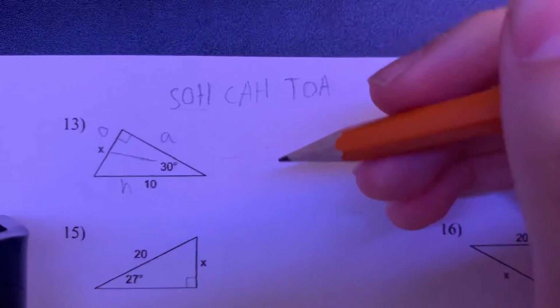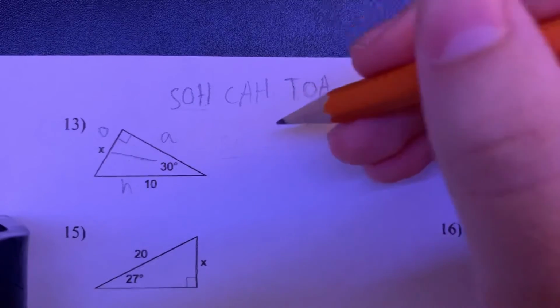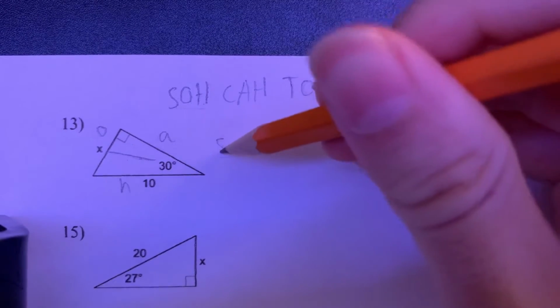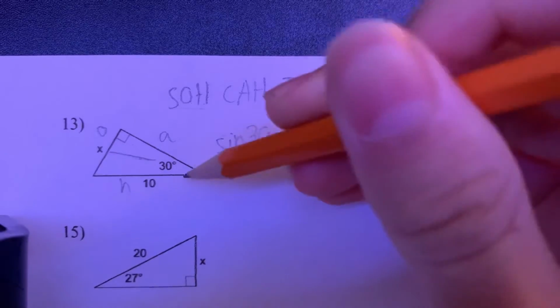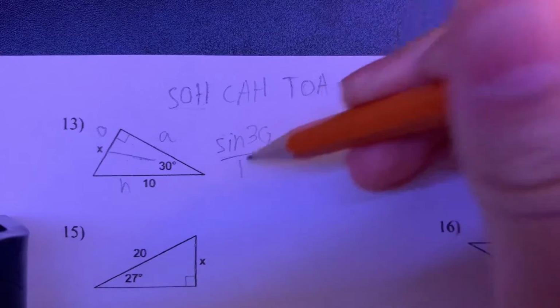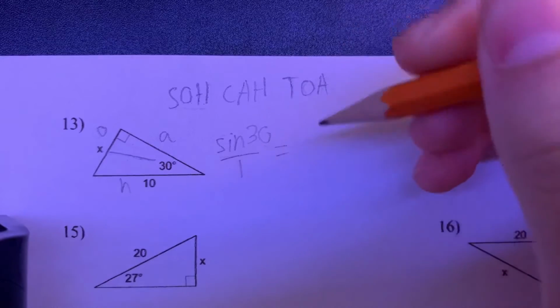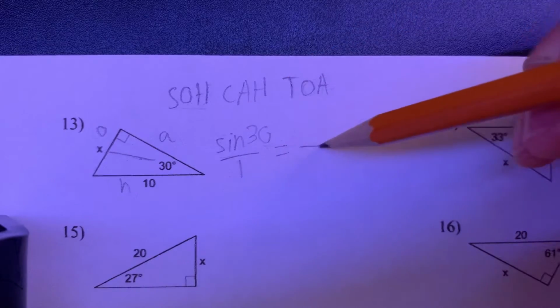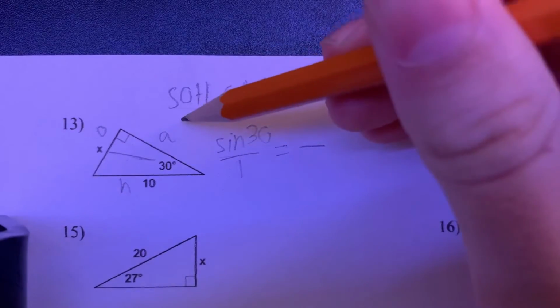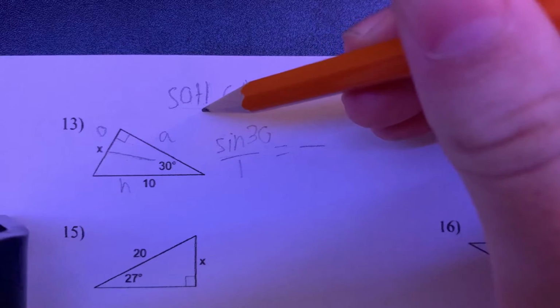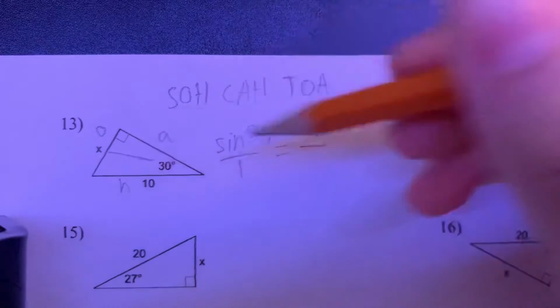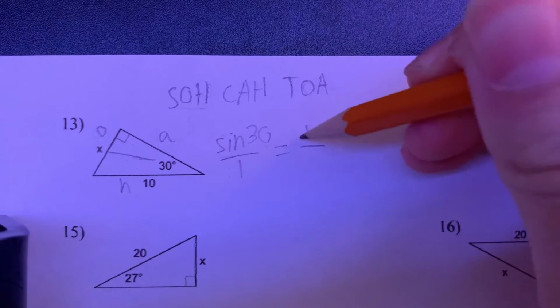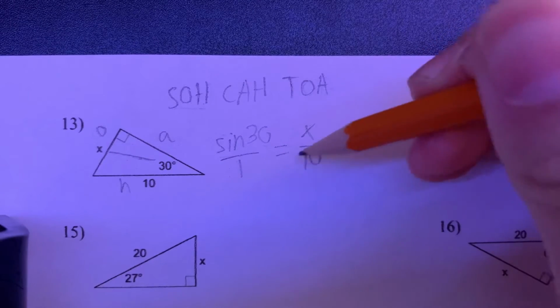So next thing we're going to do is just set this up. We're going to do sine 30, because that's our angle. Just going to put that over 1. And for the equal value, it's going to be opposite over hypotenuse because of how SOH is set up. That's just to remind us that opposite goes over hypotenuse. So we have x over 10.